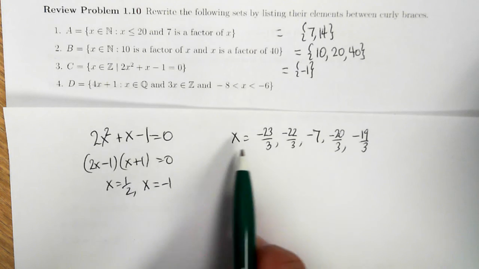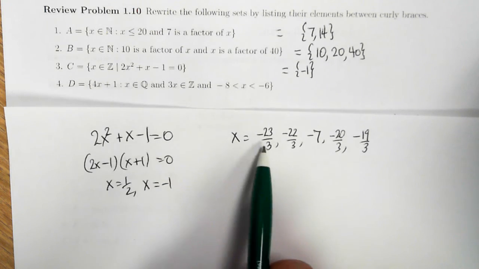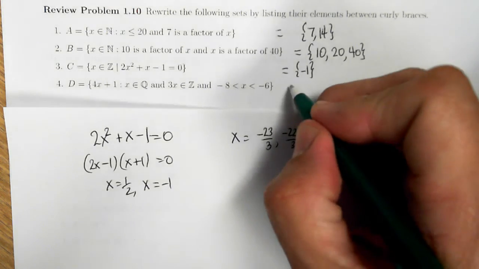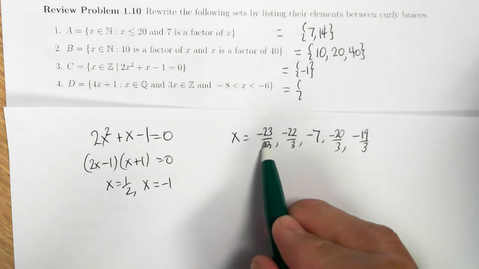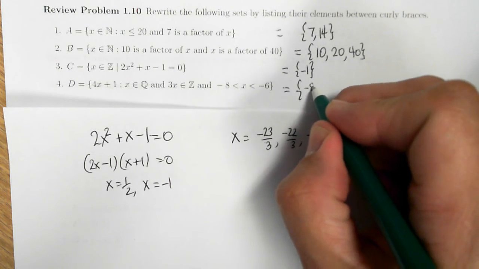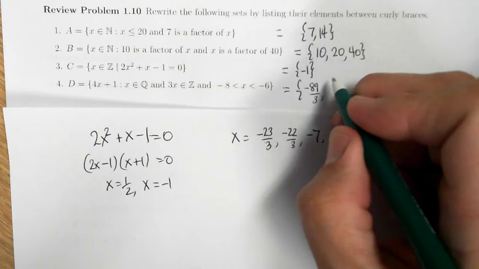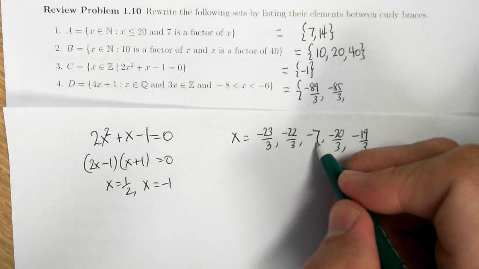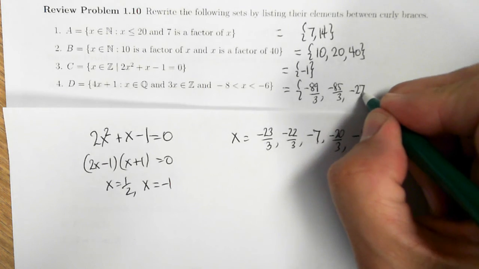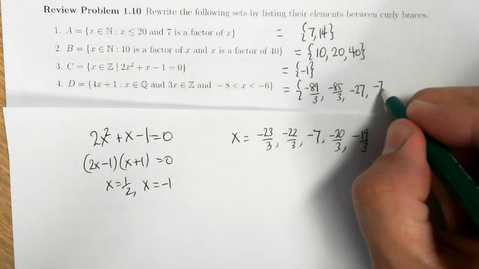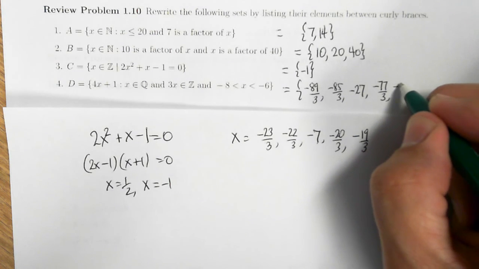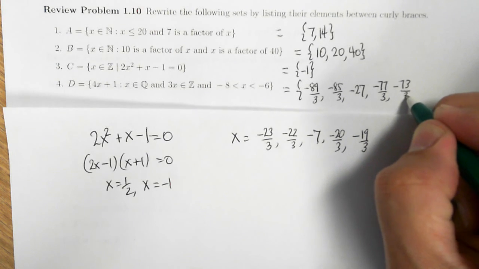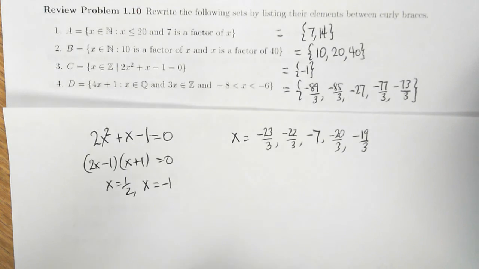And so those are the possible values of x, so I want 4x plus 1, where x can be these five numbers. So I just need to multiply all of these by 4 and add 1. And doing the arithmetic, I get negative 89 thirds, negative 85 thirds. 4 times negative 7 is negative 28, plus 1 makes negative 27. Then negative 77 thirds, and then finally negative 73 thirds. And so that would be writing this set using set roster notation.